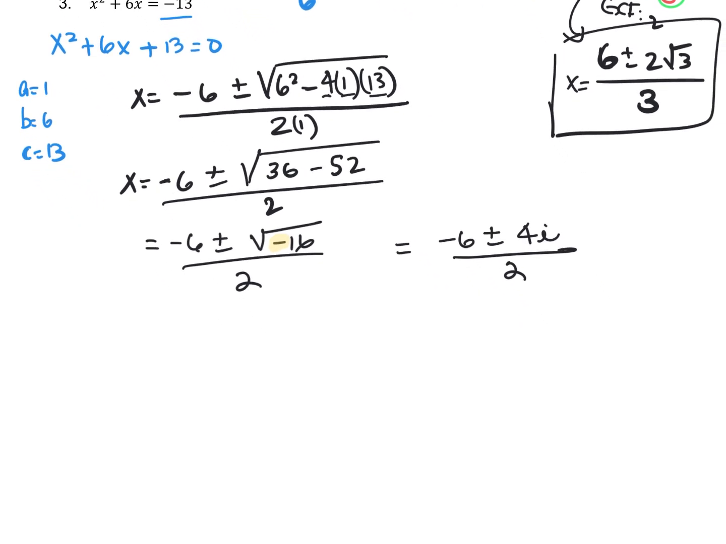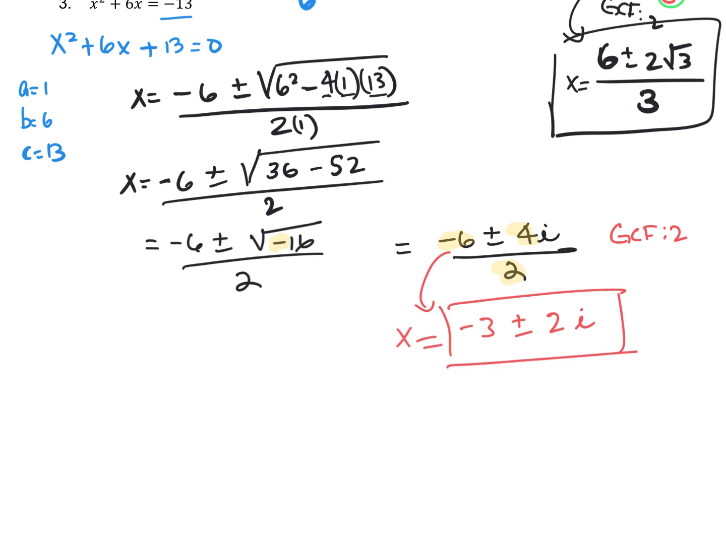Okay, now if I look at these three, I can see that I have a GCF there. This GCF is 2, so divide all this by 2. Negative 6 divided by 2 is a negative 3. Plus or minus 4 divided by 2 is a 2. 2 divided by 2 is 1, so I'm not putting it on there. So x equals these two imaginary roots.